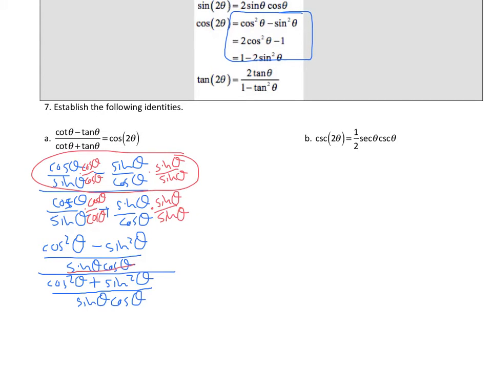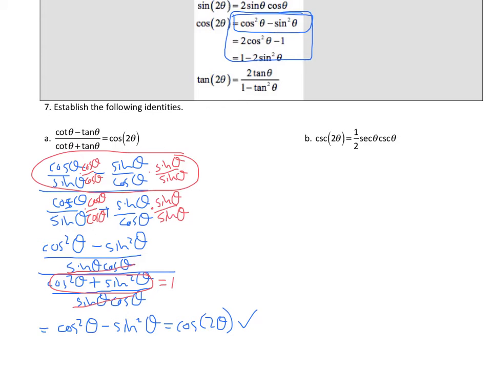Now, my sine theta cosine theta expressions will cancel. And on the bottom, cosine squared theta plus sine squared theta is equal to 1. That's one of our Pythagorean identities. So we end up with cosine squared theta minus sine squared theta. And looking up at our identities, that is equivalent to cosine of 2 theta. So we're done.